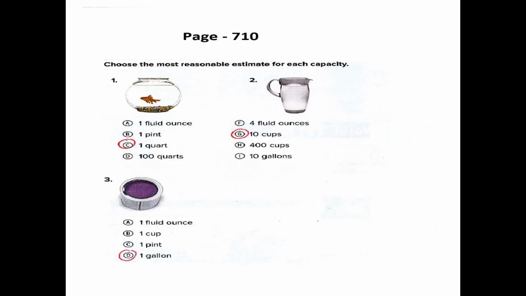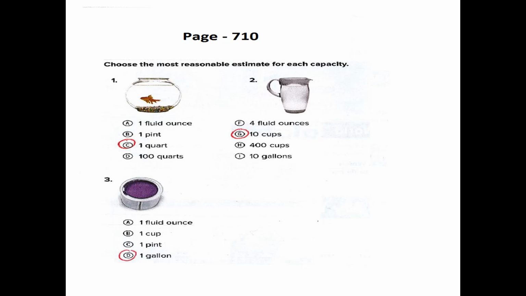Our next page is page number 710. We can see that we have the question: choose the most reasonable estimate for each capacity. Number 1, it is a bowl containing water. So we have 4 answers. A is 1 fluid ounce, B is 1 pint, C is 1 quart, D is 100 quarts. So the correct answer for this one is C, 1 quart.